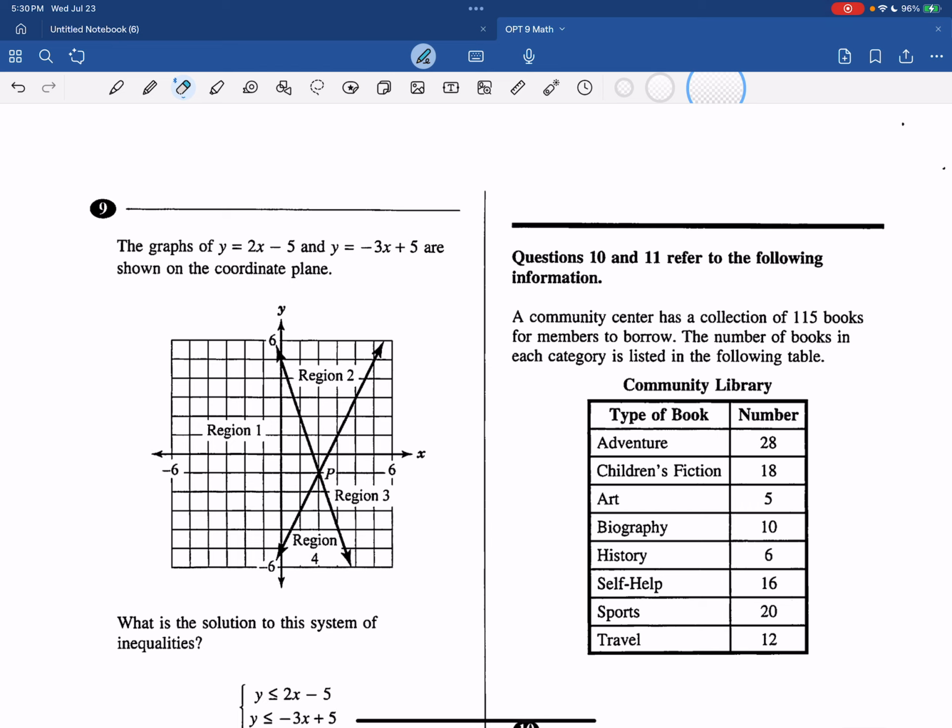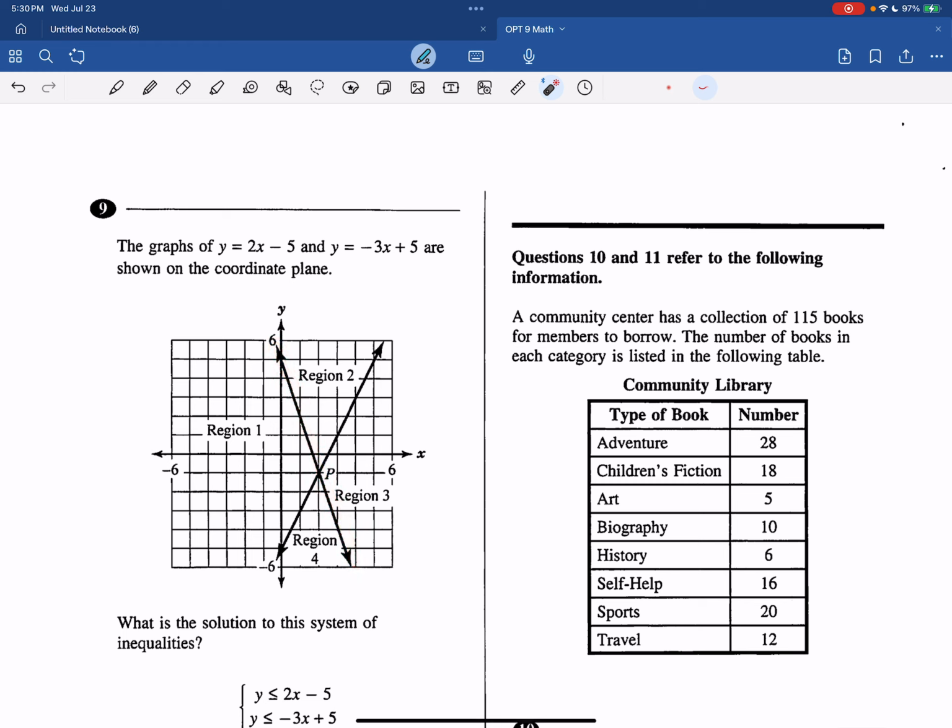The graphs of y equals 2x minus 5 and y equals negative 3x plus 5 are shown on the coordinate graph. The 2x minus 5 is this one. It has a positive slope. And then the negative 3x is this one. It has a negative slope.